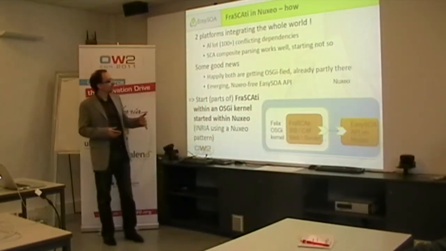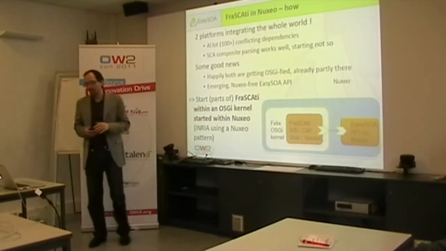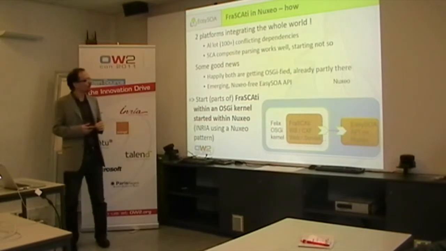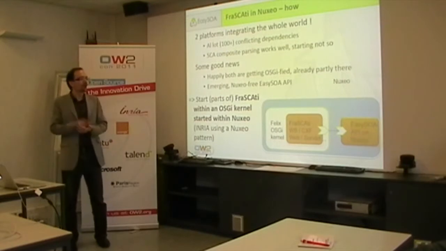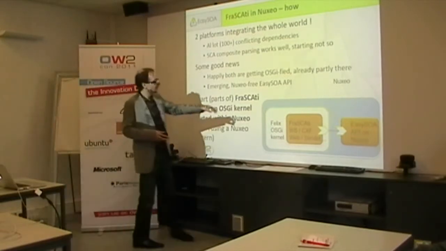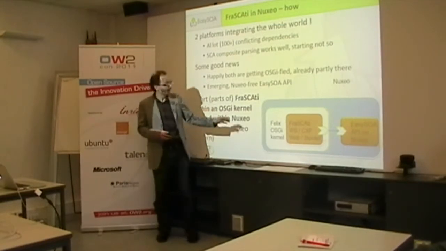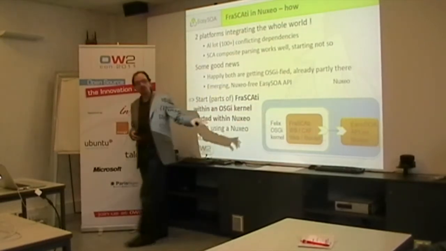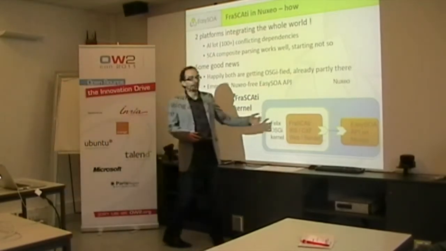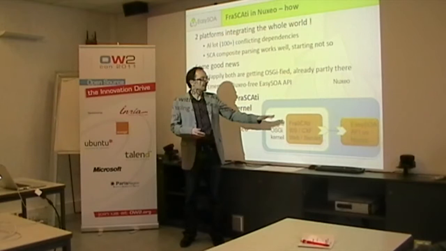And on the other way, in EasySOA, we only started the first line of code in March, but we've already got an emerging EasySOA API that's Nuxeo free. So what we're able to do is actually start an OSGI kernel within Nuxeo, since Nuxeo is not yet fully OSGI. We start an OSGI container within Nuxeo. And within that, we start the parts of FraSCAti that are already OSGI-fied. And that's enough for us.